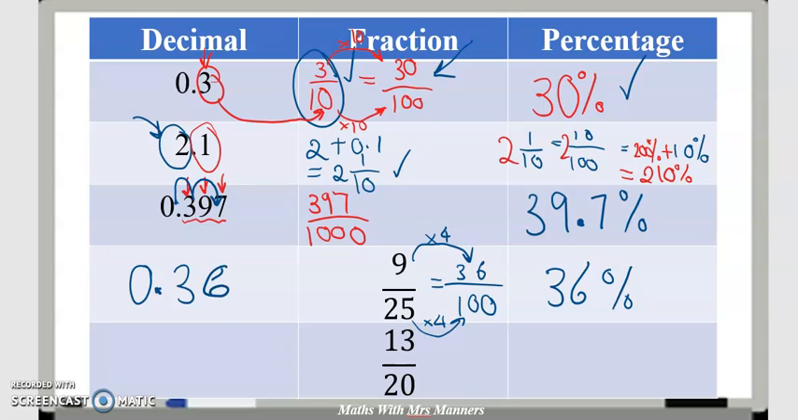0.36. So it worked quite easily to get the percentage first and then go from the percentage over to the decimal. So there is no strict rule on the order you need to follow. I would follow the order that makes it easiest for you.